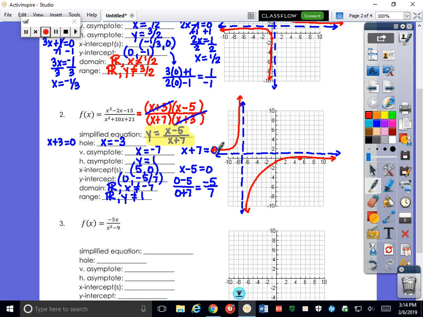Now, the last thing I want to do is graph that hole. So in order to graph the hole, you're going to go to where the hole is at, which is -3. And you're going to go to where your graph is, and you're going to erase it and put an open circle in its place. So it should look like that.